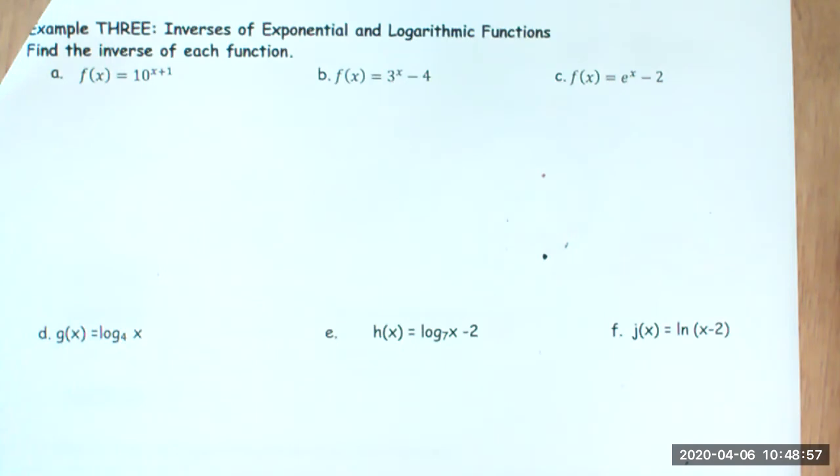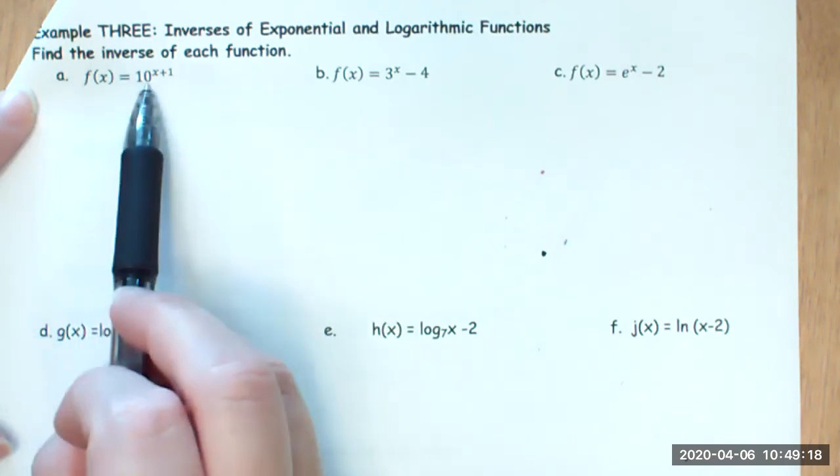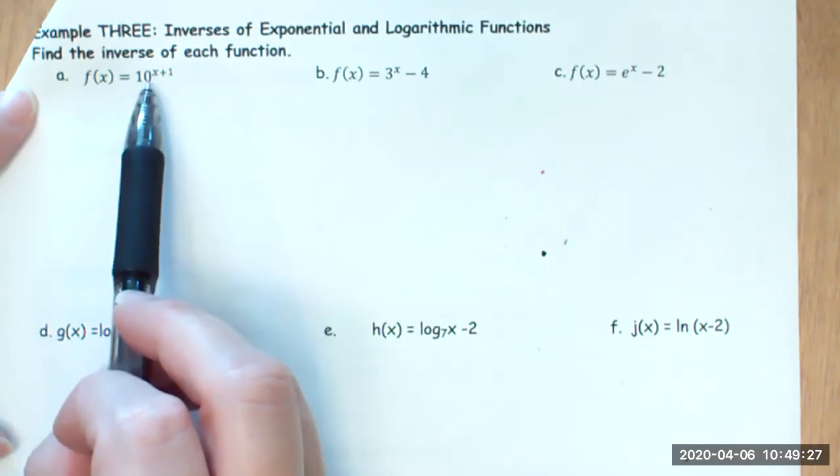Okay, so we are on the last section of the video, example 3, where we're going to calculate inverses of exponential and logarithmic functions. Our goal is to find the inverse of each function. And we're going to use the same process that we have used in the past. Okay, so let's start with part A here. First of all, notice that you're starting with an exponential function, so you know your result has to be a logarithmic function. We're going to be doing the same steps that we've done in the past.